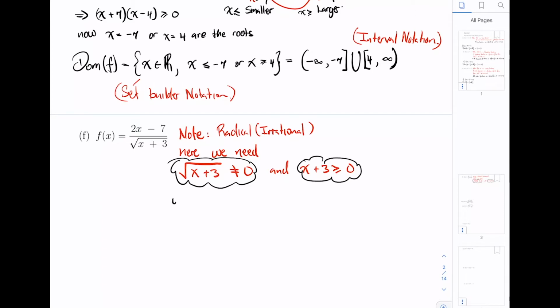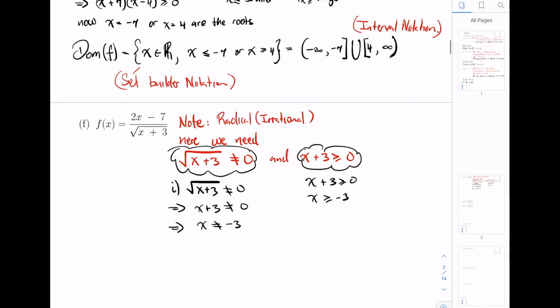So condition number 1: if the square root of x plus 3 is not equal to 0, this means that x plus 3 is not equal to 0. So we now get x is not equal to -3. And if I solve for x plus 3 greater than or equal to 0, I end up with, well, I'm rewriting the same thing here, x is greater than or equal to -3.